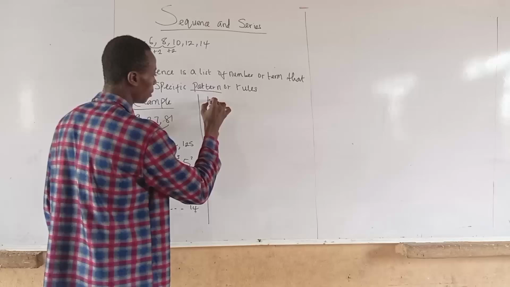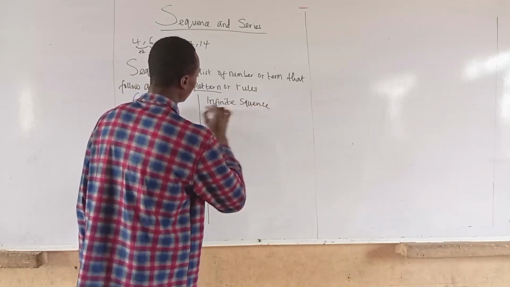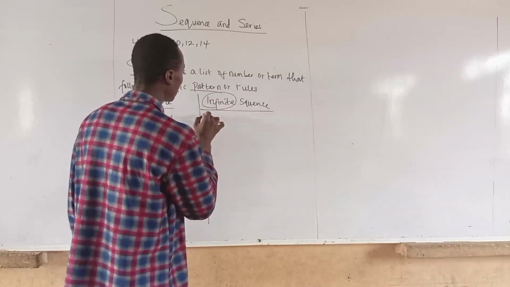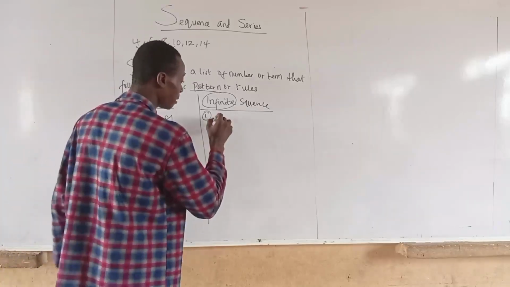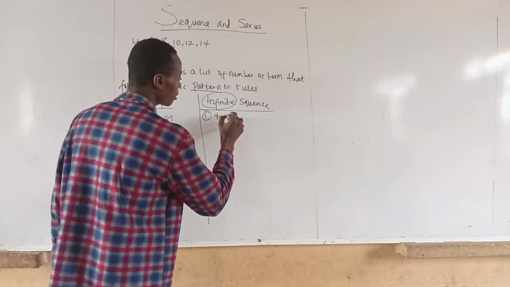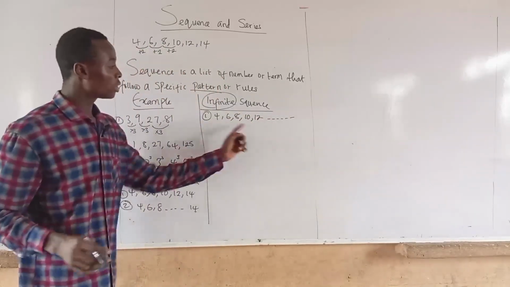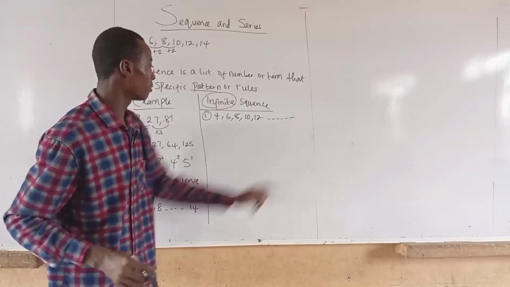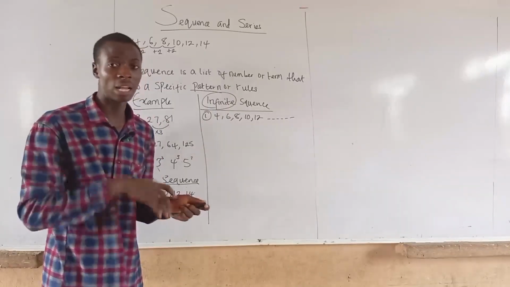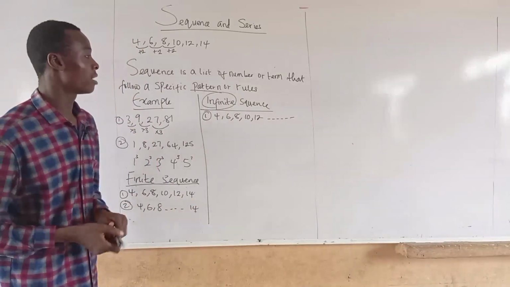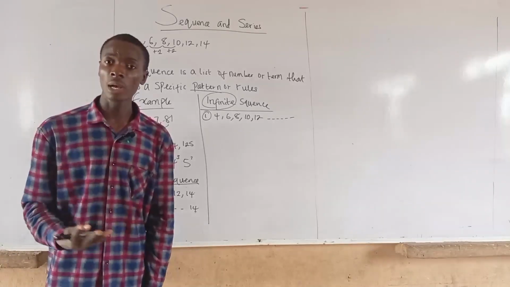Example of an infinite sequence now. From the name infinite, an infinite sequence does not have an ending. For instance, you can have the same example. I'll just change something. 4, 6, 8, 10, 12, dot. See, this one doesn't have an ending. That is why it is known as what? Infinite sequence. This dot here means that the numbers continue. They continue forever. That is an example of an infinite sequence.